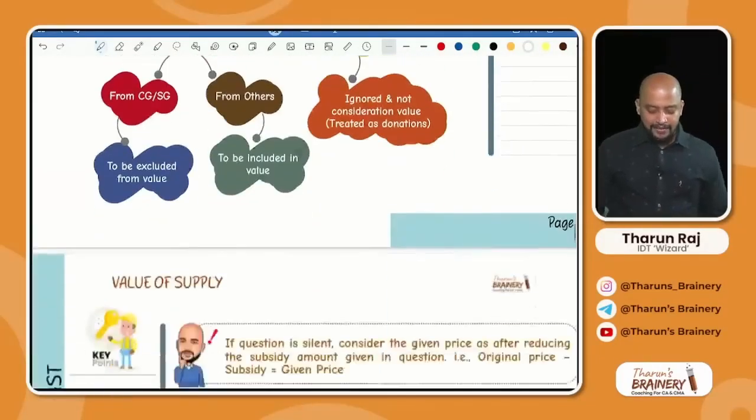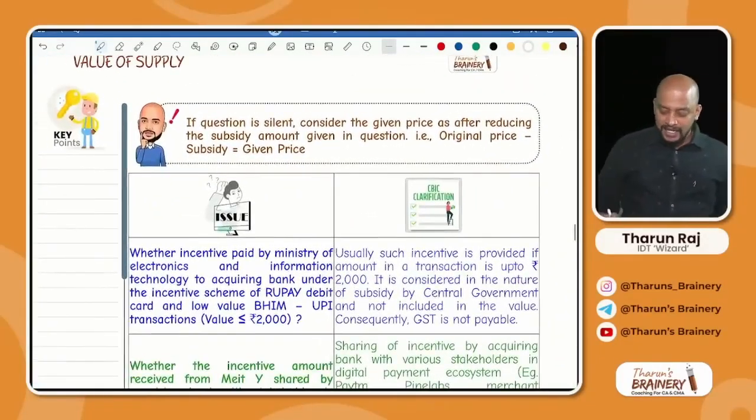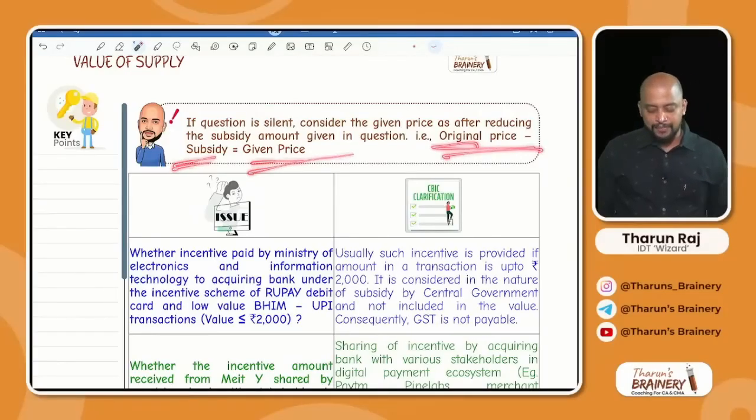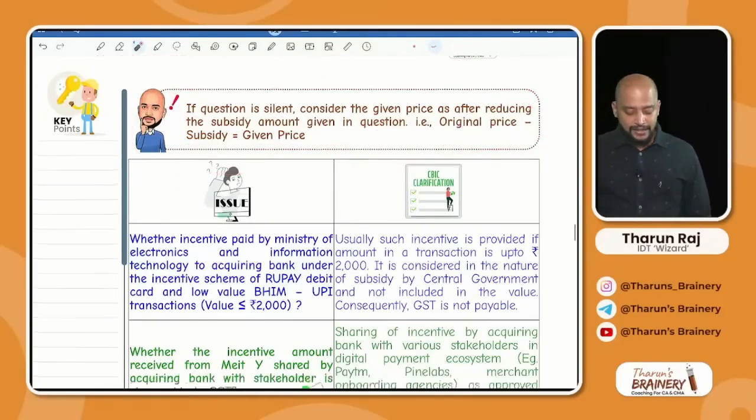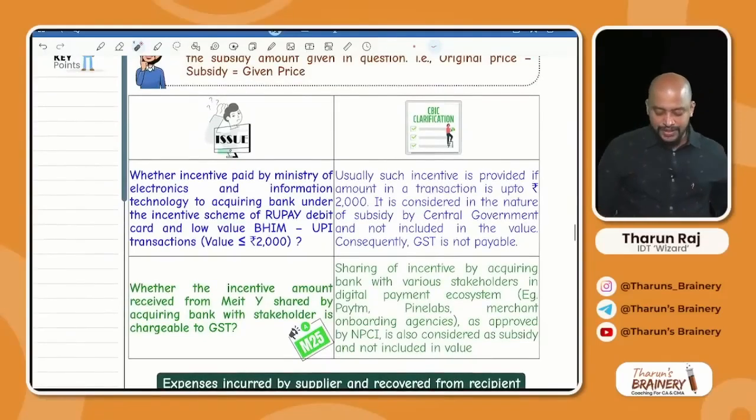Now that's what I have given. On the next page you can see: if the question is silent, consider the given prices after reducing the subsidy amount given in the question. That is, original price minus subsidy is the given price. This is view 1, which we need to take as the usual assumption.